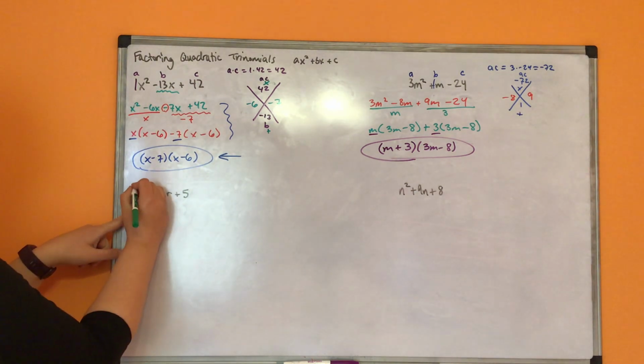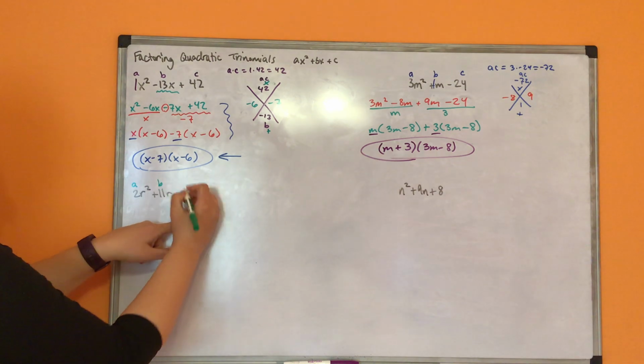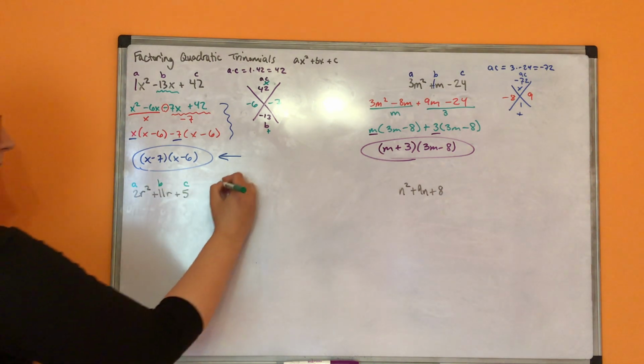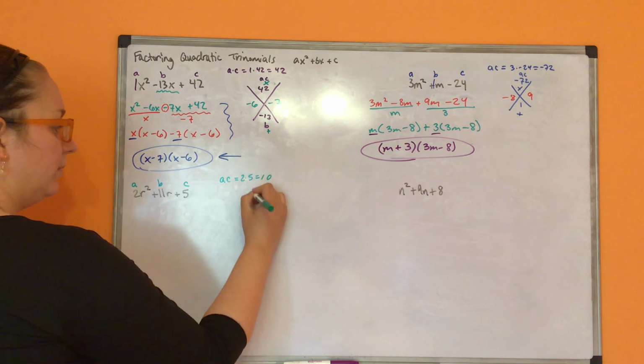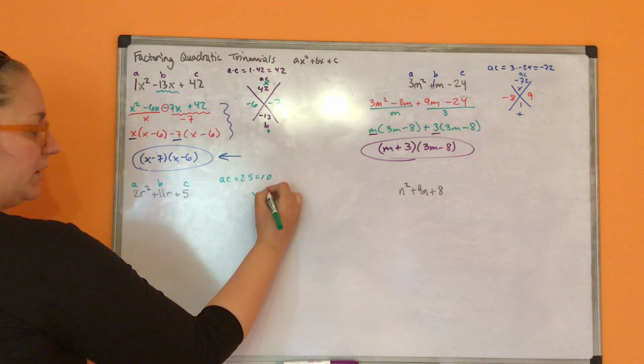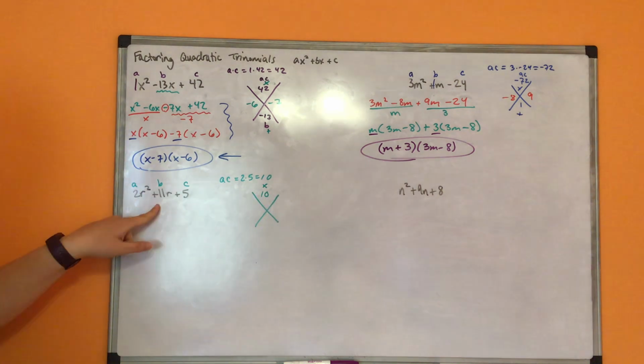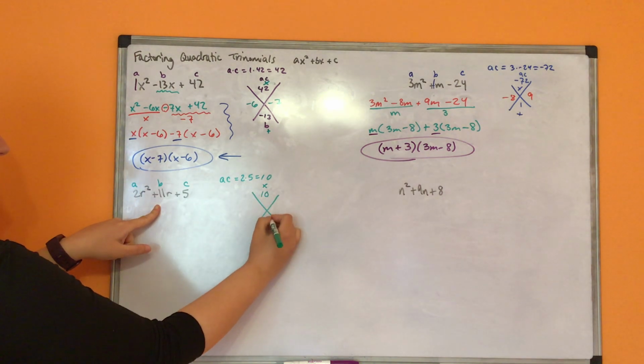For this next one, A is 2, B is 11, C is 5. A times C is 2 times 5, which is 10. So I'm going to be looking for numbers that multiply together to give me 10, but add up to my B number, which is 11.